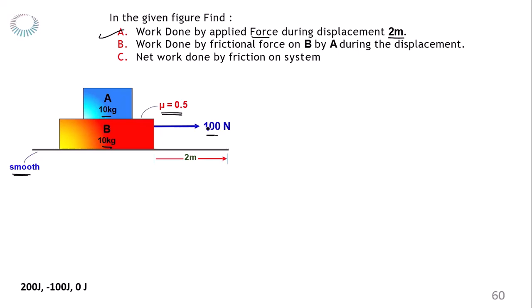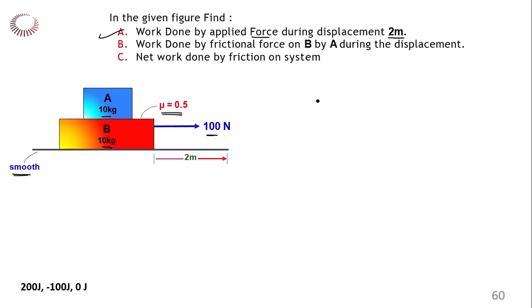Now you are asked to calculate the work done by the applied force during the displacement of 2 meters. In that situation, the friction will come, but the magnitude of friction is purely dependent on the limiting value of friction. Now, what I am saying is that the acceleration of both the blocks must be the same, because I am pulling the entire system with the 100 newton force.